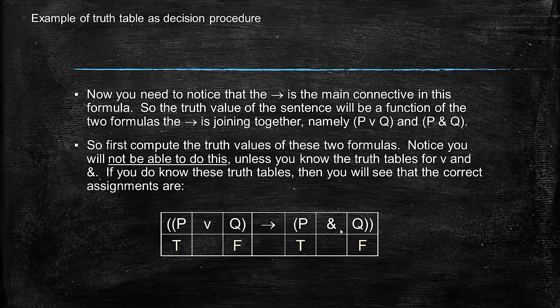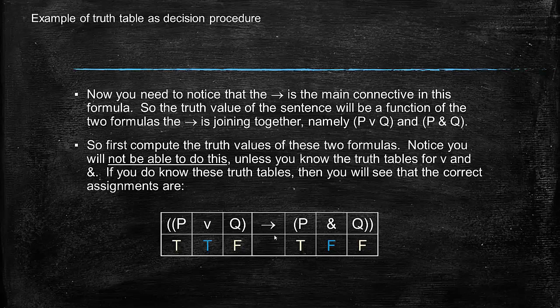Okay, so now you need to notice that the conditional here is the main connective, which means that you're going to evaluate these two propositions first. So you're going to evaluate P or Q, and you're going to evaluate P and Q, and then afterwards you'll evaluate the arrow. Okay, so let's evaluate P or Q. If you know the truth table for the or, then you know when any one of them is true, then it has to be true, right? And if you know the truth table for the conjunction, you know that if any one of the conjuncts is false, it has to be false, right?